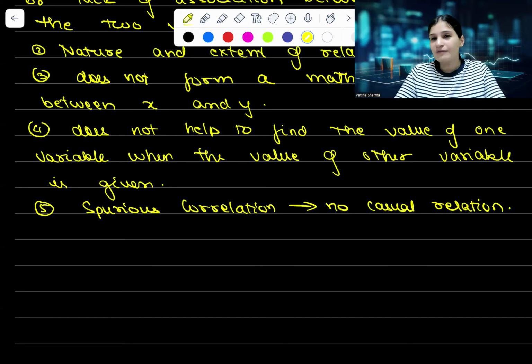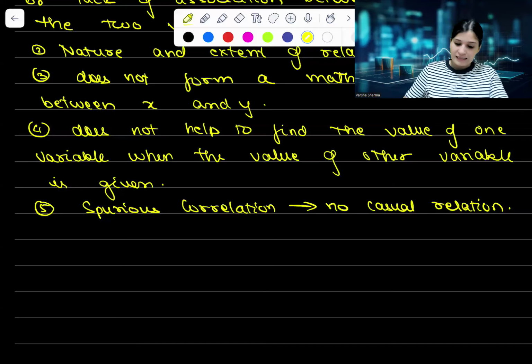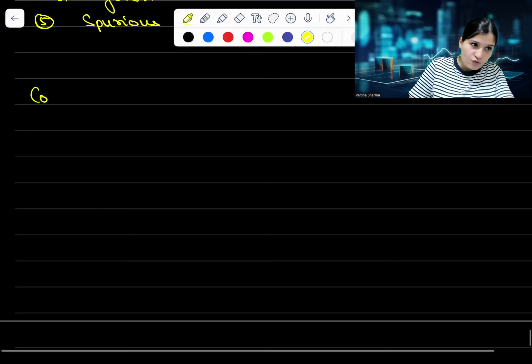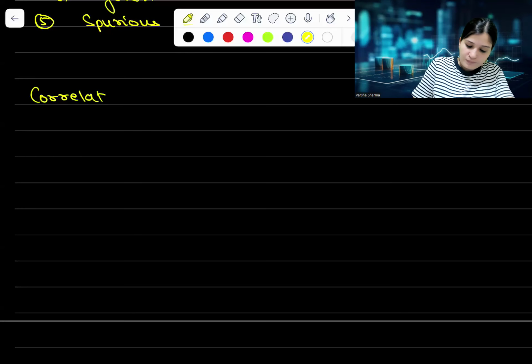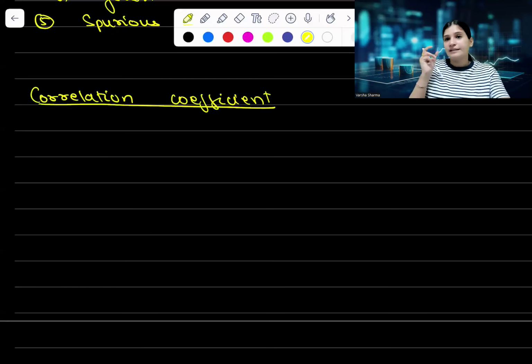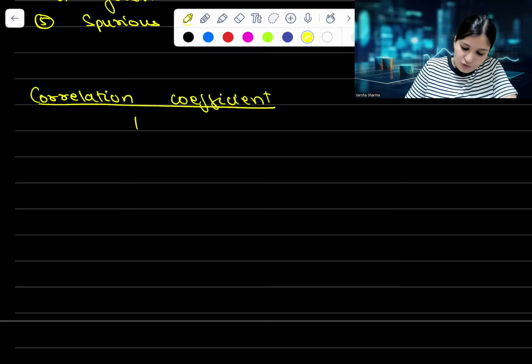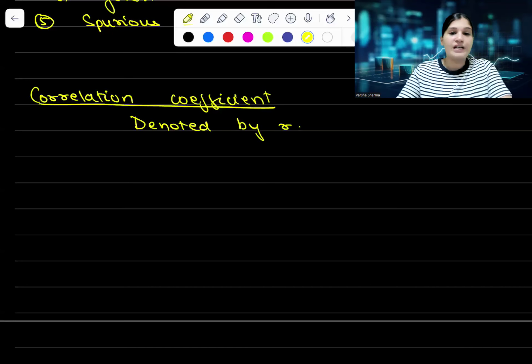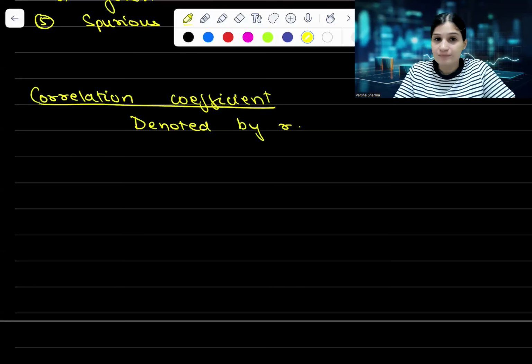Now, for example, every single time whenever we are talking, we had symbols. For mean, we had x bar. For standard deviation, we had sigma. Quartile deviation, we were saying QD, right? Similarly, now for correlation also, we have a symbol. We use the symbol small r, and that is known as the correlation coefficient. The value that we'll find for correlation is given to the variable r.